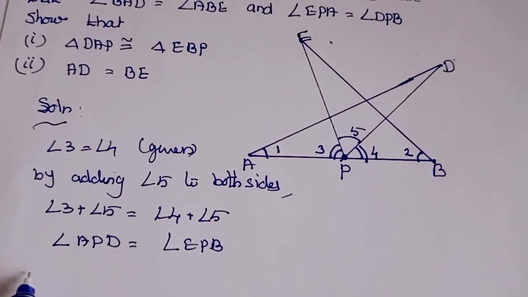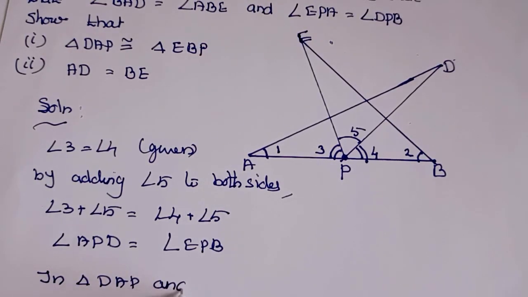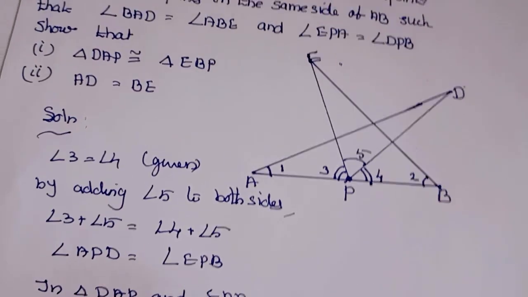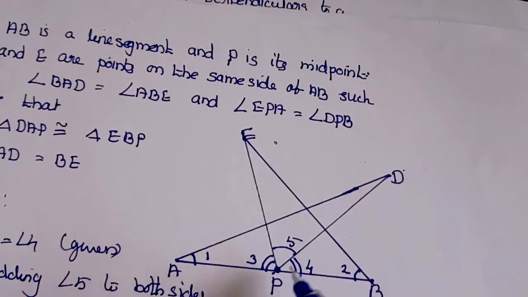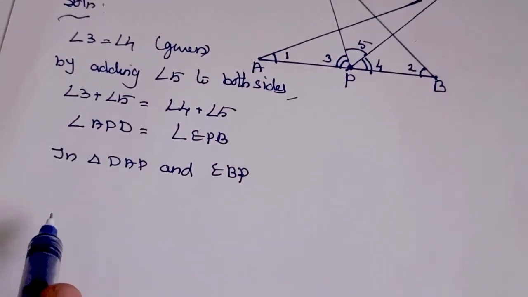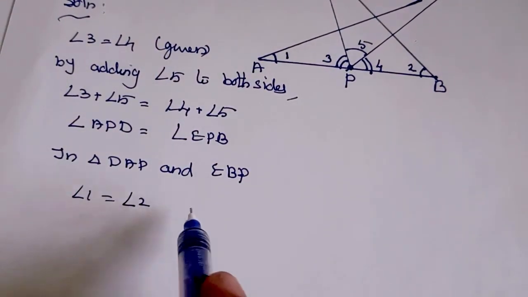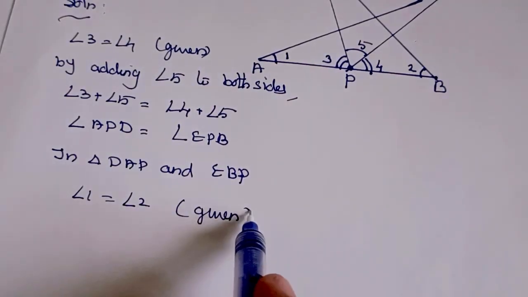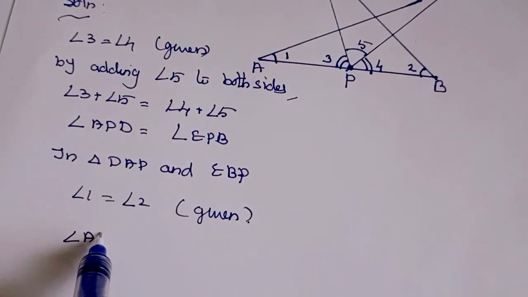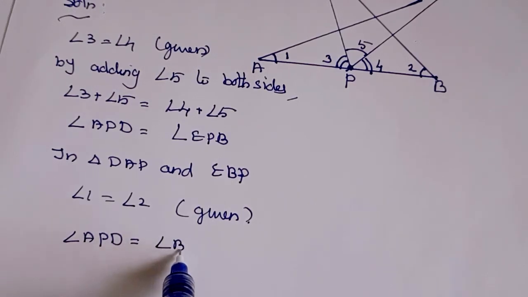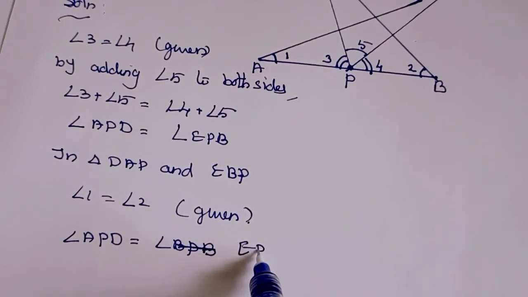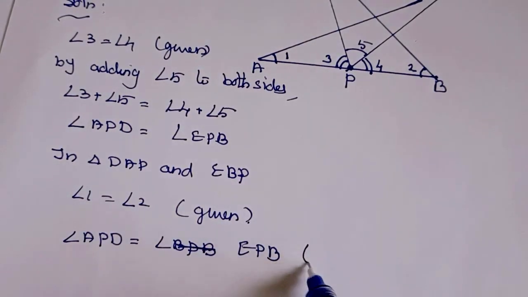Therefore, in triangles DAP and EBP, we have angle 1 equals angle 2, reason given. And we proved that angle APD of the first triangle equals angle EPB of the second triangle, reason proved.